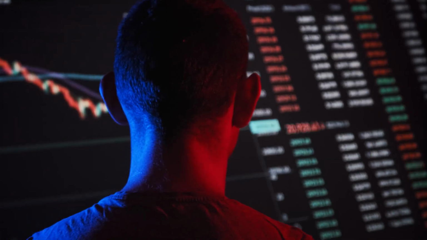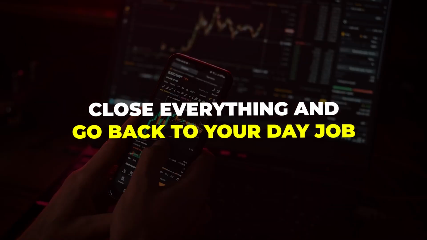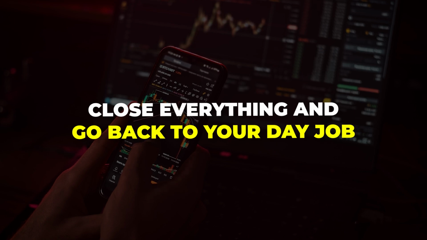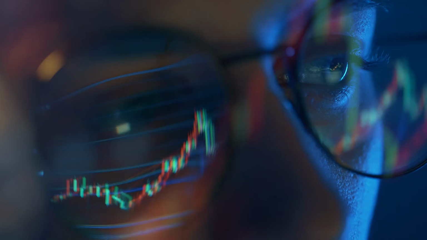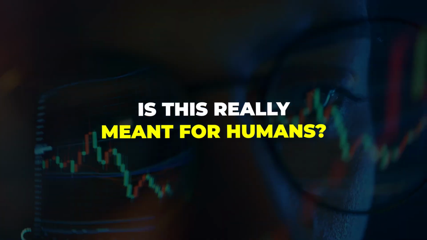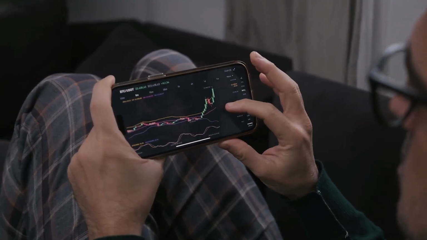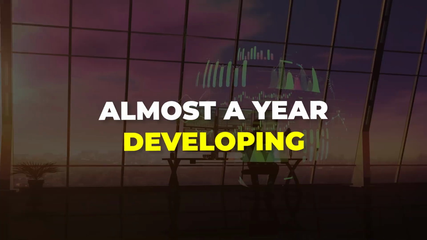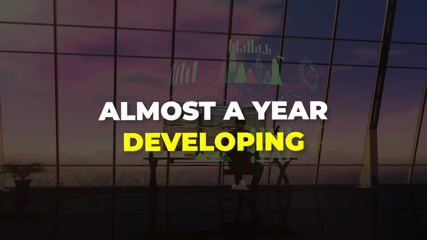If you've ever looked at the chart and felt the urge to just close everything and go back to your day job, you're not alone. I've been there too, staring at the screen thinking, is this really meant for humans? But over time, step by step, I built a system that helps cut through the noise and actually see what matters. And honestly, one of the biggest breakthroughs came from a tool my team and I spent almost a year developing. It's been a game changer, helping me structure data and spot key signals where things get murky.